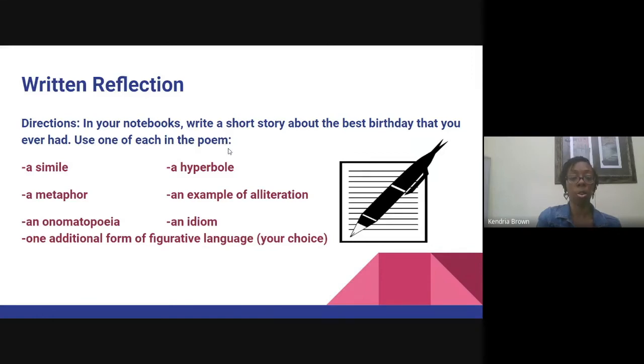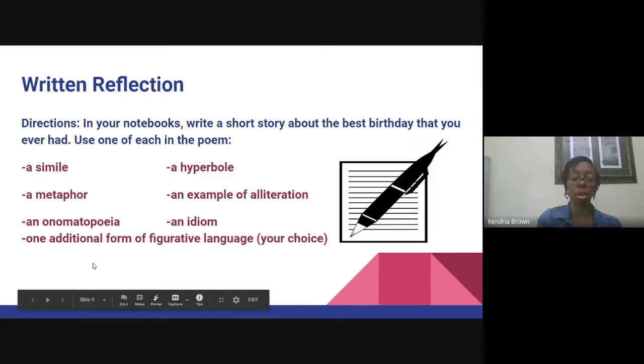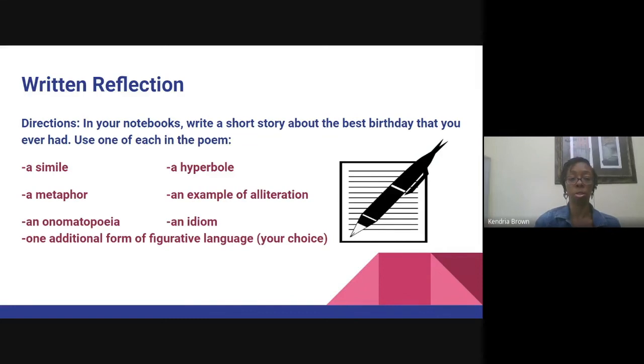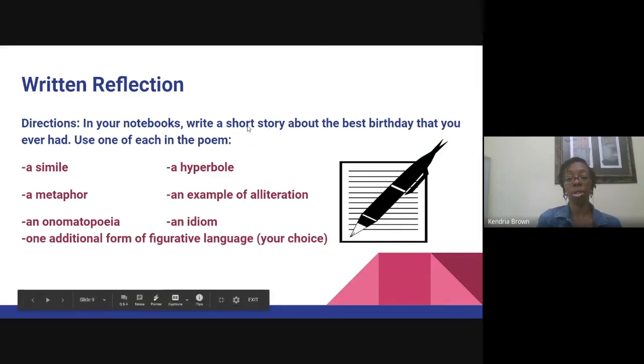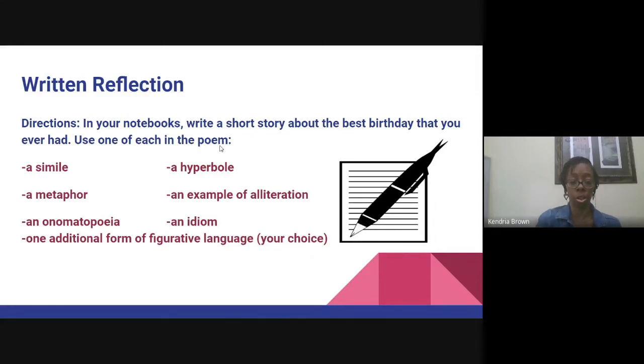I know this says poem, but it should say short story. I apologize for that. I want you to use a simile, a metaphor, an onomatopoeia, a hyperbole, an example of alliteration, an idiom, and then one additional form of figurative language, which is your choice. So you can use your vocabulary cards to do that. Again, this is a short story. I apologize that it says poem here. That's a typo on my part. It should say short story.